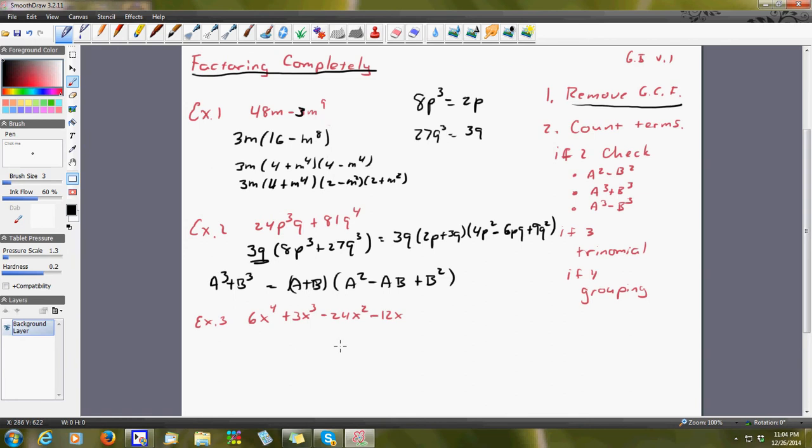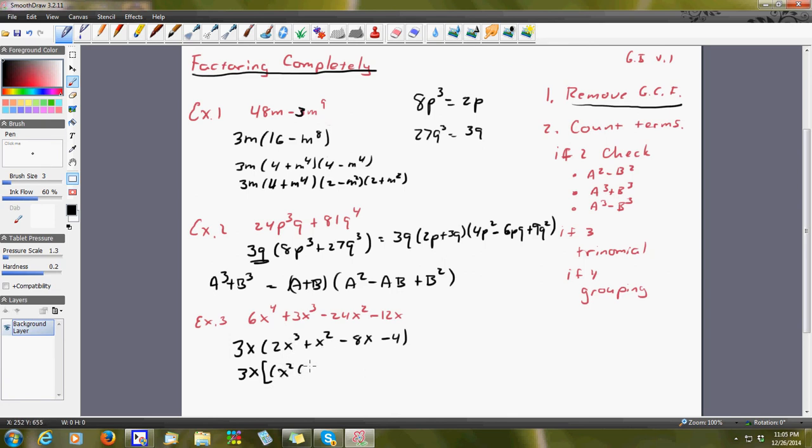And then the last one, take a look at 6x to the 4th, plus 3x cubed, minus 24x squared, minus 12x. I can take out a 3x. So I'm left with 2x cubed plus x squared minus 8x minus 4. Alright, well, I don't have 2 terms, I don't have 3 terms, I have 4 terms, so I can factor by grouping, I hope. And so I'm going to take out an x squared here and see what happens.